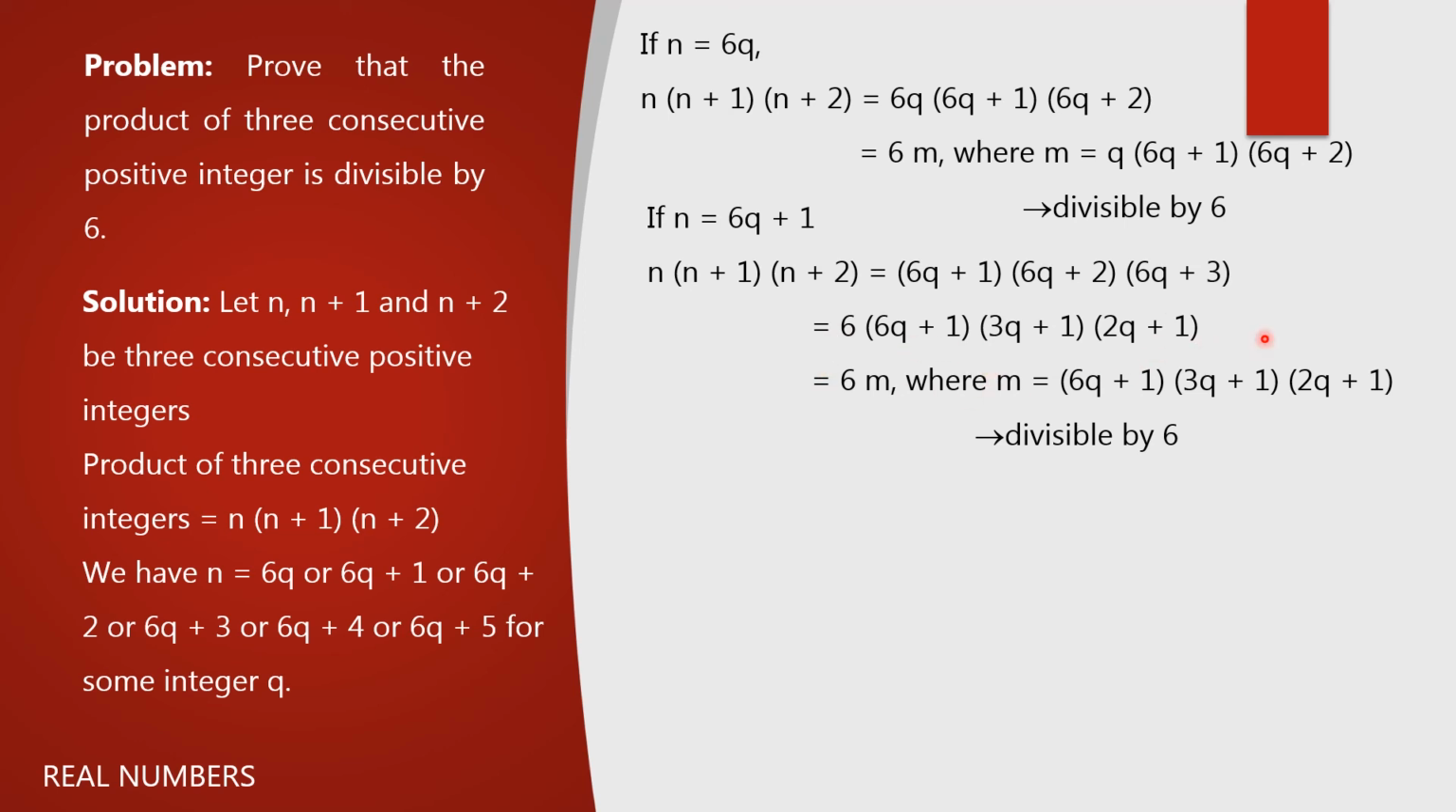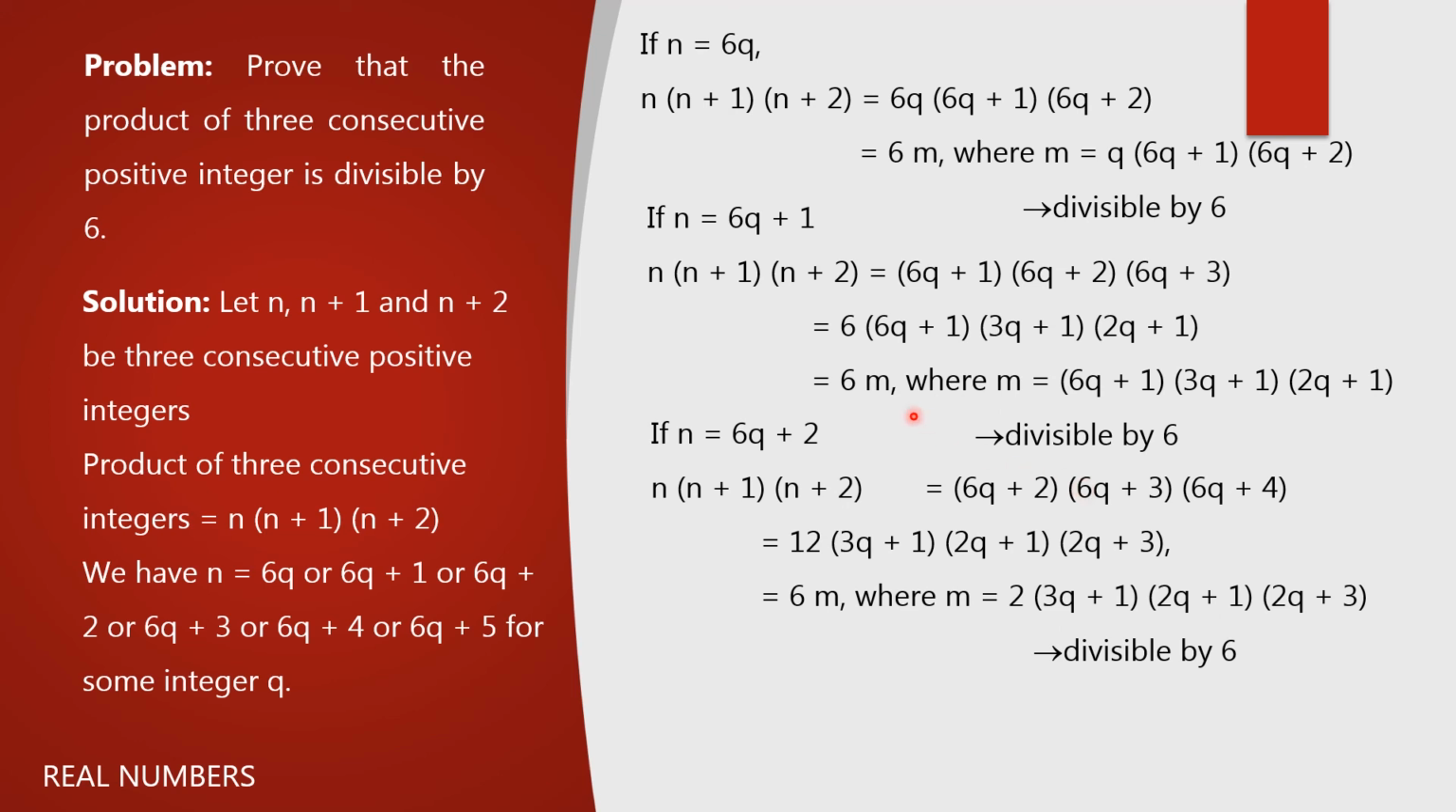Now 6 into something, that something you can take as m, that is 6m. Again this is also divisible by 6. Coming to the third case, n is equal to 6q plus 2. Same thing, n into n plus 1 and n plus 2. Substituting the value of n, we will get 6q plus 2 into 6q plus 3 into 6q plus 4.